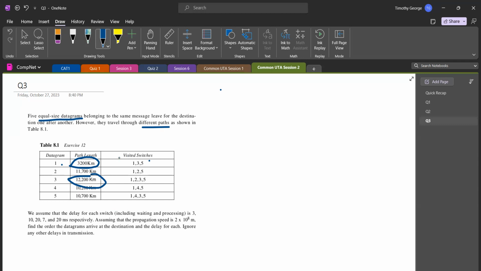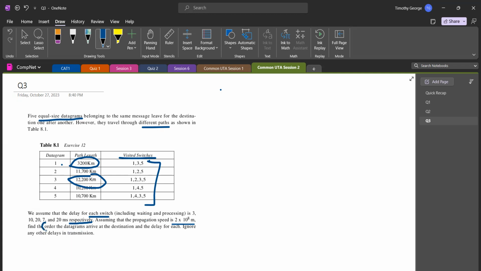And what are the switches? The packet is going from one switch to another before it reaches its destination. Assume the delay for each switch, including waiting and processing, is 3, 10, 20, 7, 20 milliseconds respectively. Respectively means each of these switches has its own delay. It's not constant. And we're asked, assuming that the propagation speed is 2 into 10 raised to 8, find the order the datagrams arrived.